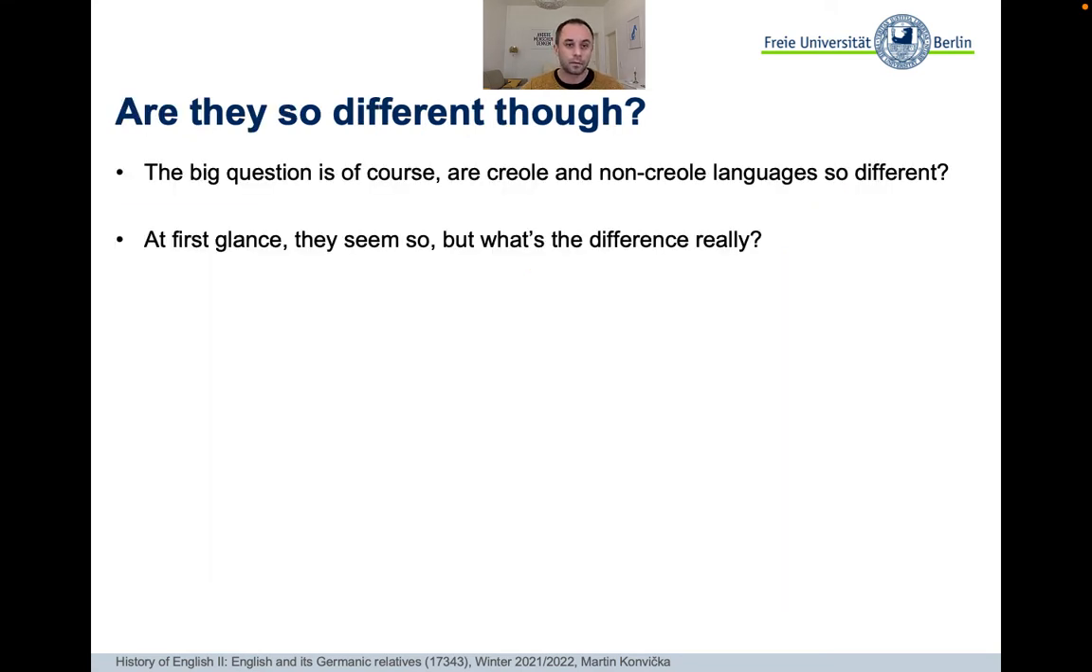So the thing is, I've spoken about Creole languages, about pidgin languages, but what is the thing that makes them so different from non-pidgin and non-Creole languages? At first glance, they definitely seem different, right? Because otherwise we wouldn't have the term for them. But is it really the case?